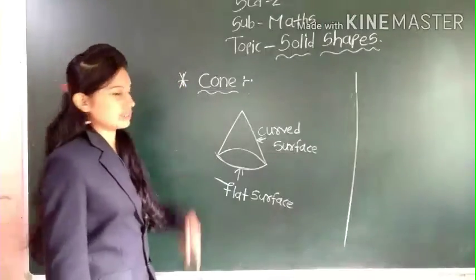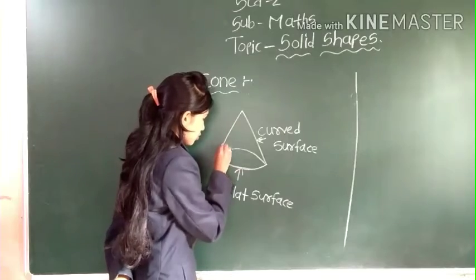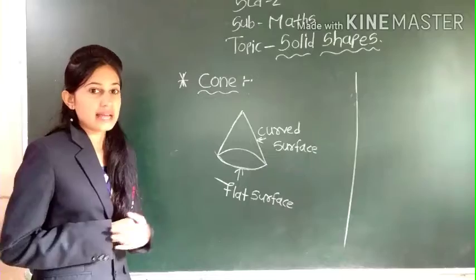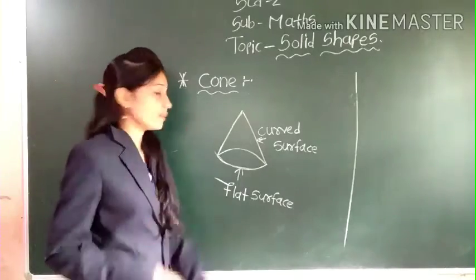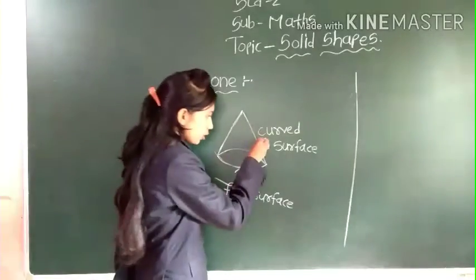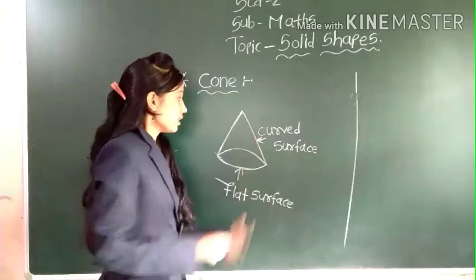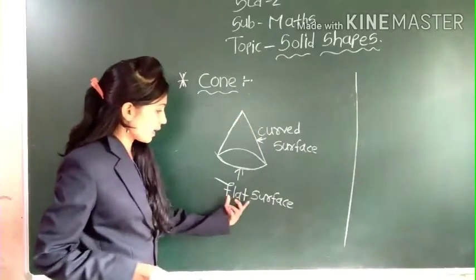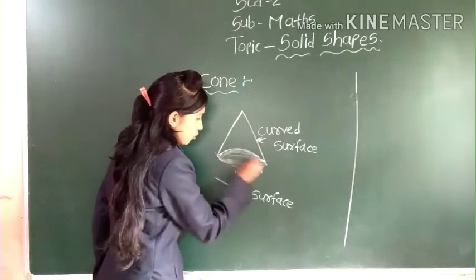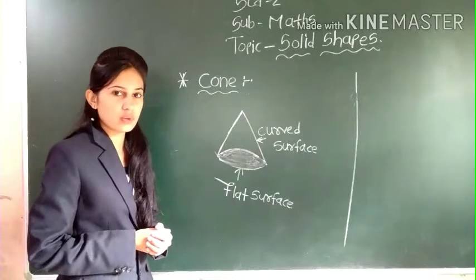So next, cone. This is a cone shape. What is an example of a cone? An ice cream cone and a birthday cap. You know a birthday cap. It has a cone shape. A cone has only one curved surface, and it has one flat surface. This is the flat surface of the cone.